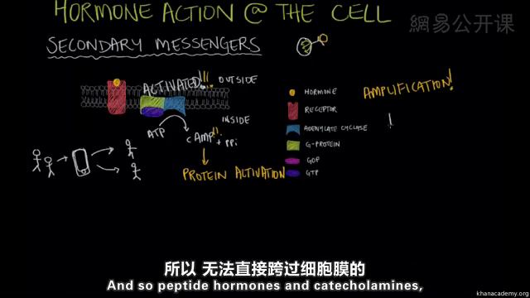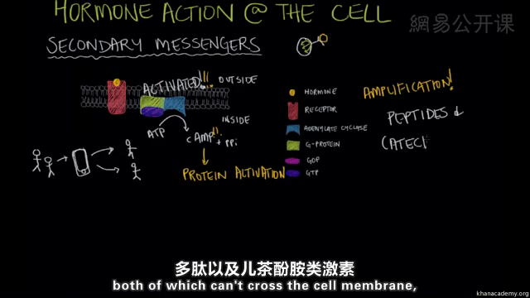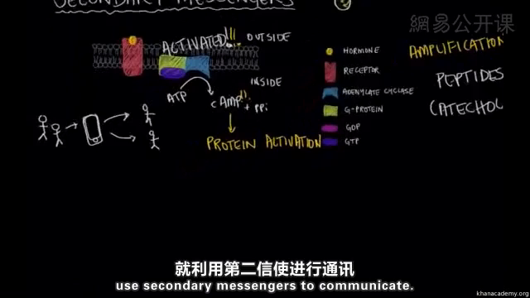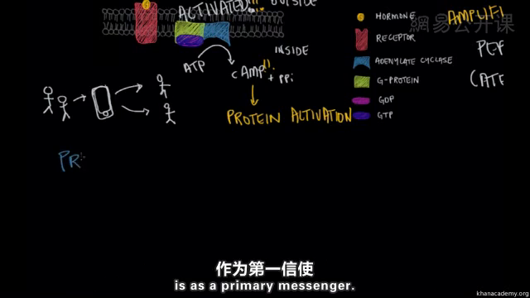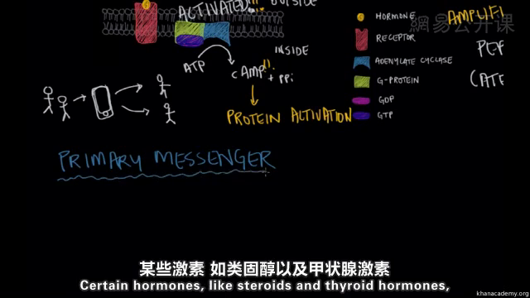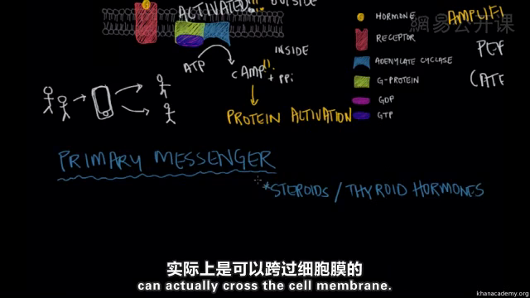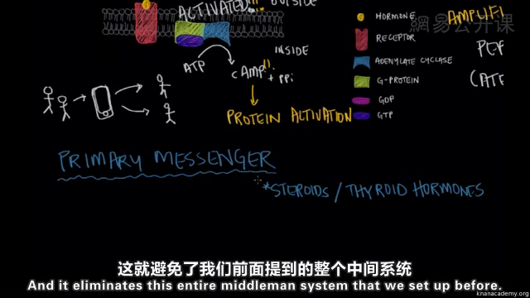And so that's very similar to how secondary messengers assist hormones that can't communicate with a receptor directly inside of the cell. And so peptide hormones and catecholamines, both of which can't cross the cell membrane, use secondary messengers to communicate. And then the other major method of hormone action on a cell is as a primary messenger. Certain hormones like steroids and thyroid hormones can actually cross the cell membrane, and it eliminates this entire middleman system that we set up before.